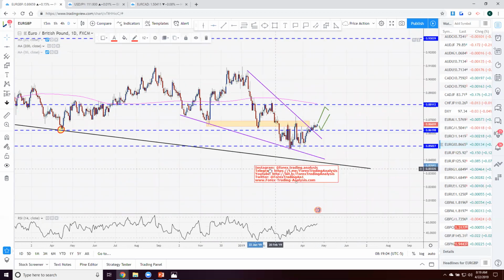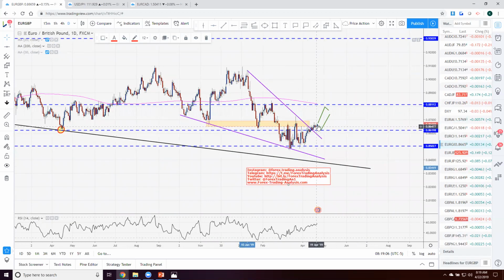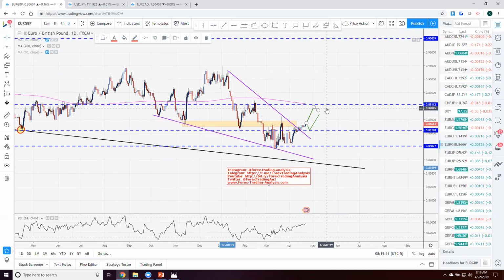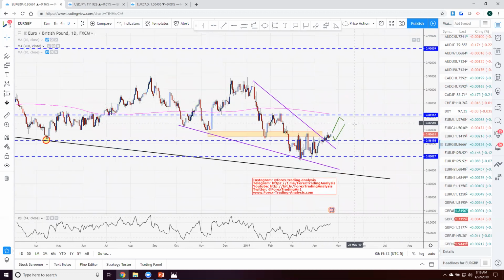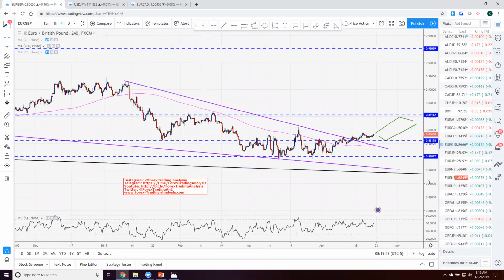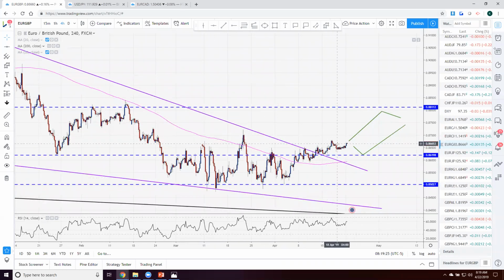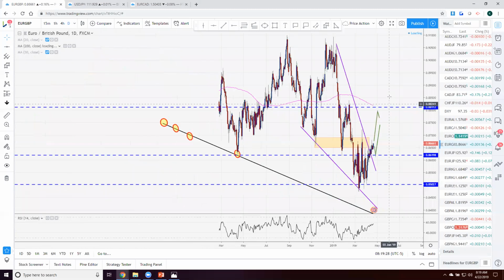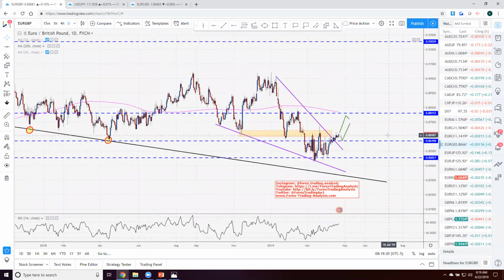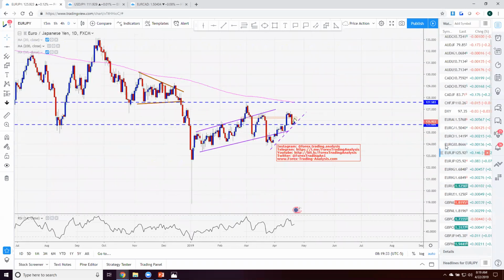So I'm going to break that wedge higher up to the next resistance. That's on the daily. I don't really see anything on the 4 hour just because of the chopping over the past month with the consolidation. So I'm going to leave that one as it is. Euro yen.